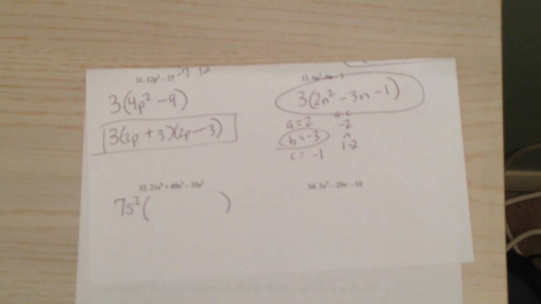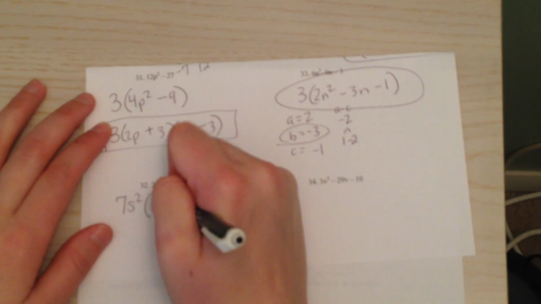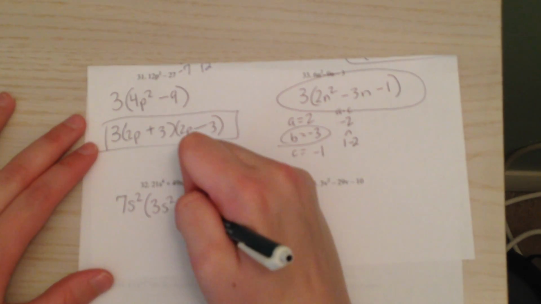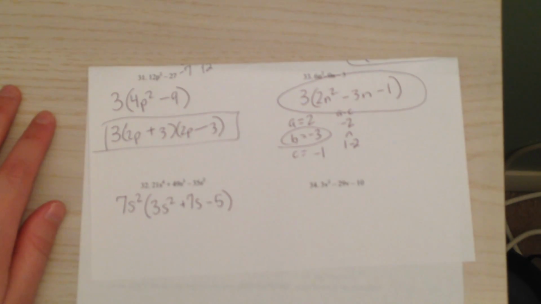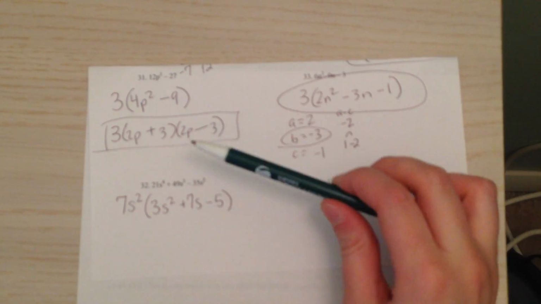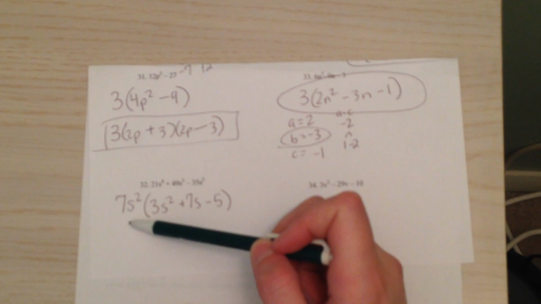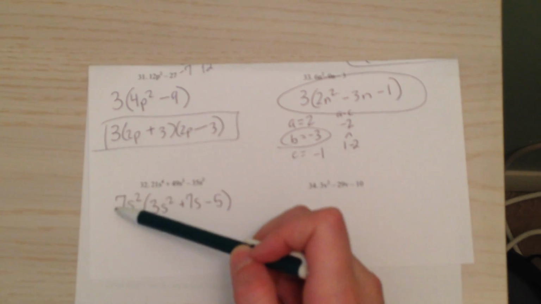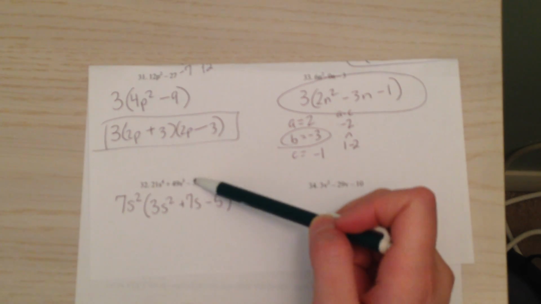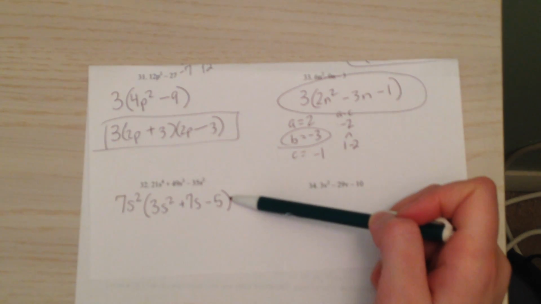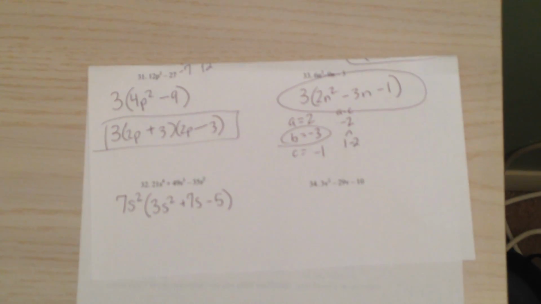So I'm trying to do this more and more in our heads as we go along. So we've got our 3s squared plus 7s minus 5. To help you out, if you're having a little bit of trouble doing this in your head, I'm taking each of these terms and I'm dividing by that GCF. So 21 divided by 7 is the 3, 49 divided by 7 is the 7, and negative 35 divided by 7 is the negative 5. And then I'm canceling out the s's because I pulled them out into front.